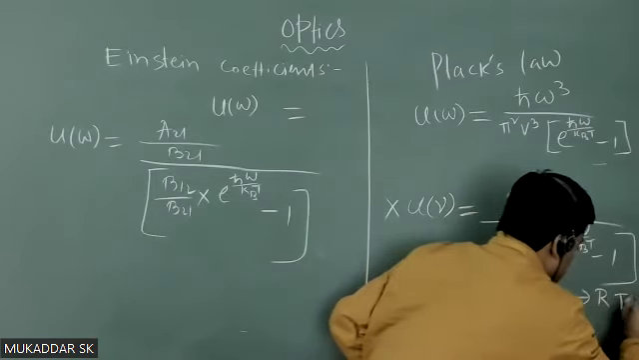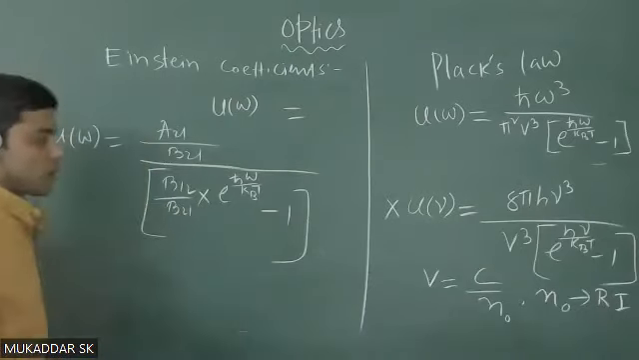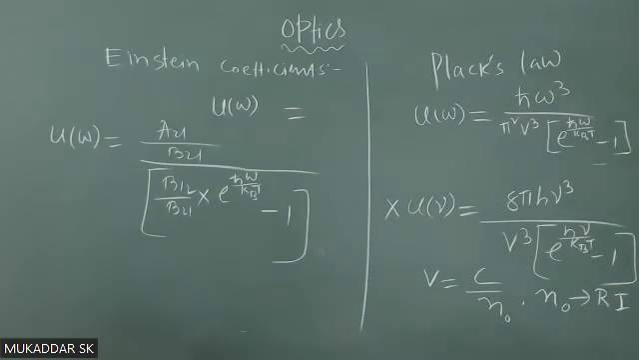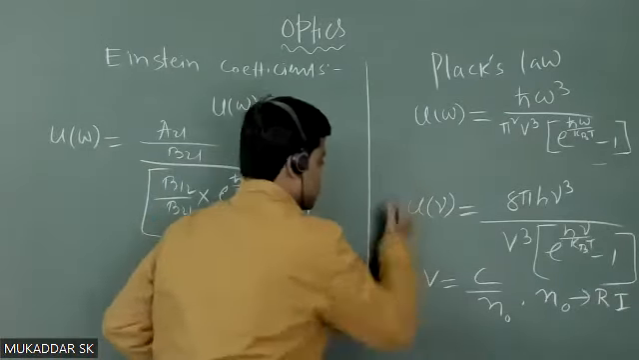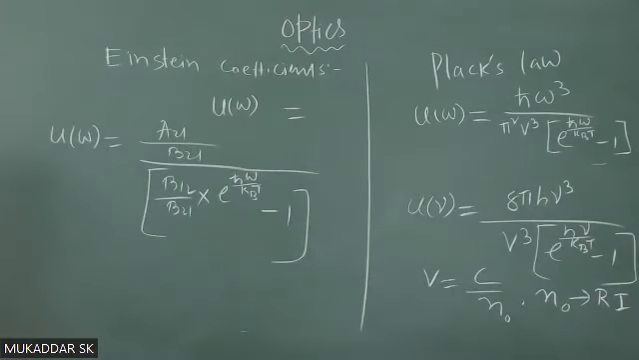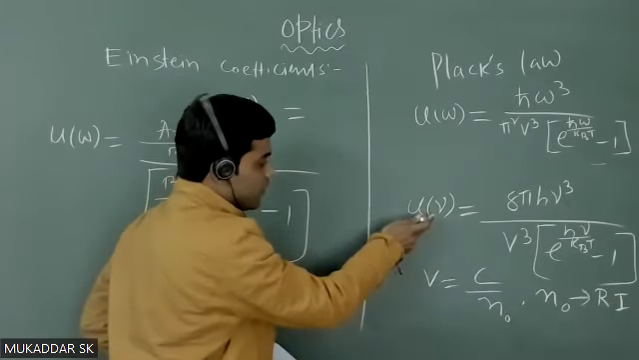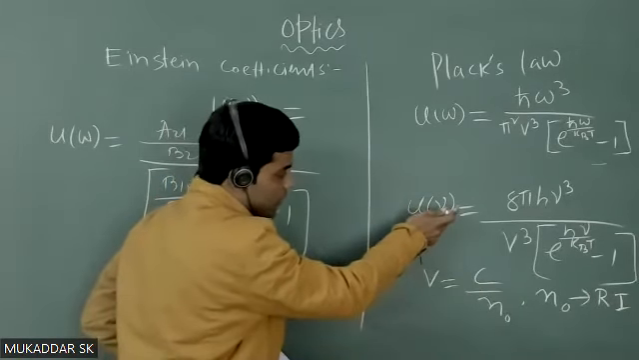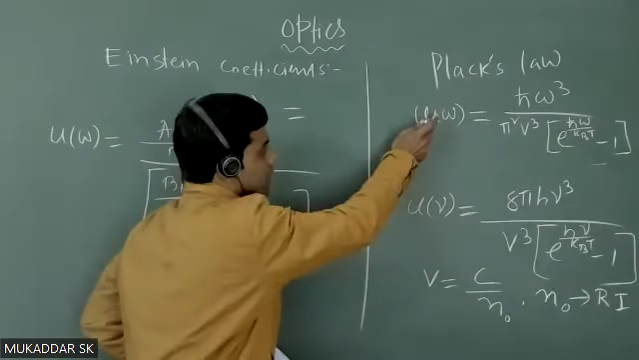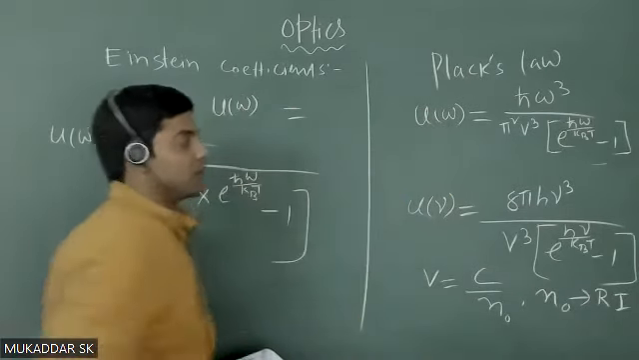So this is u of nu. U of nu means energy density of photon as a function of frequency, and this other one is the energy density of photon as a function of angular frequency.